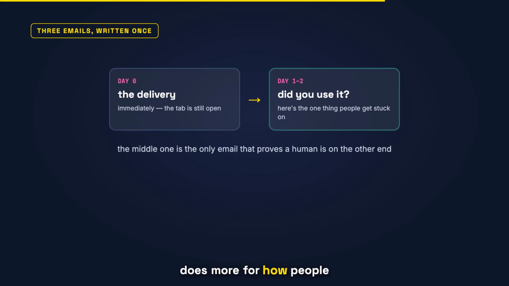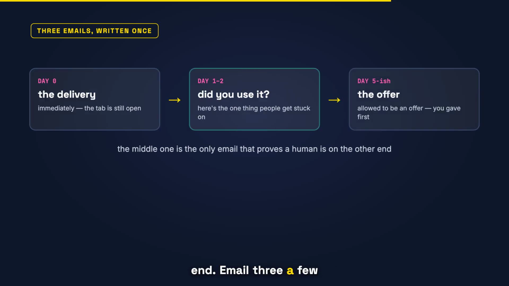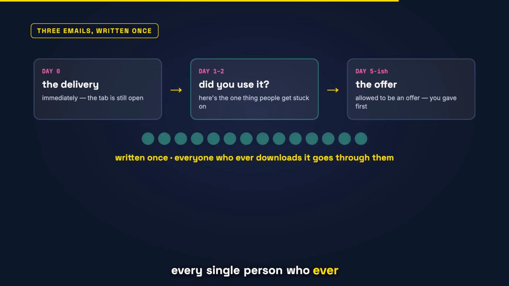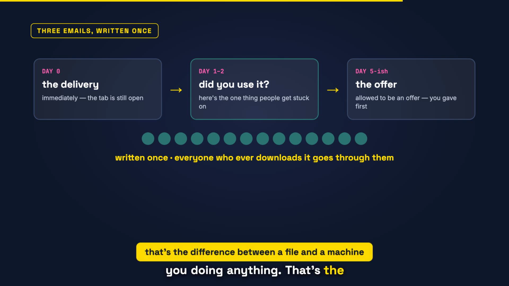That email does more for how people feel about you than the magnet did, because it's the only one that proves a human is on the other end. Email 3, a few days after that, is the offer, and it's allowed to be an offer because you've given them 2 useful things first. Write these once, and every single person who ever downloads the file from now on goes through them without you doing anything. That's the difference between a file and a machine.